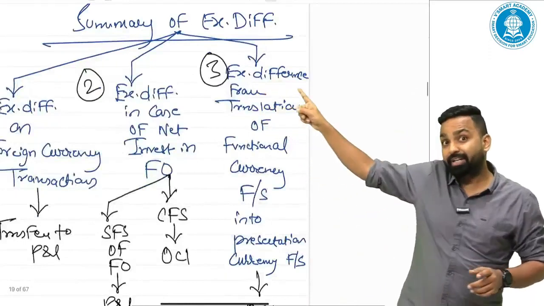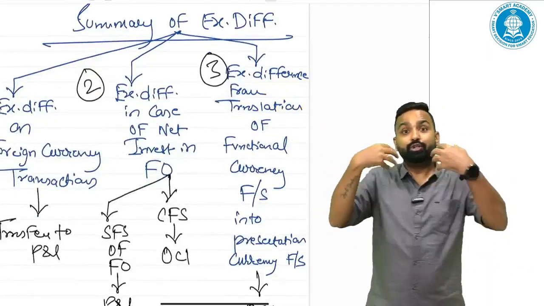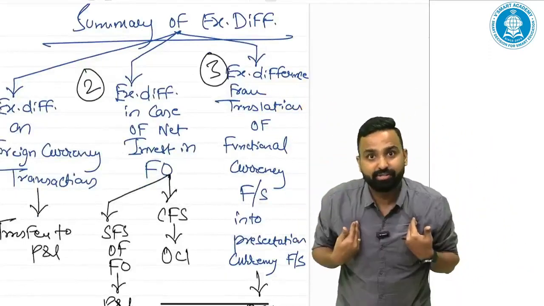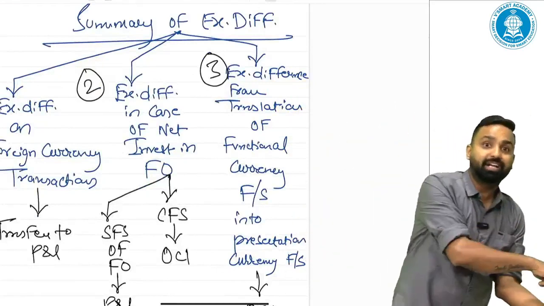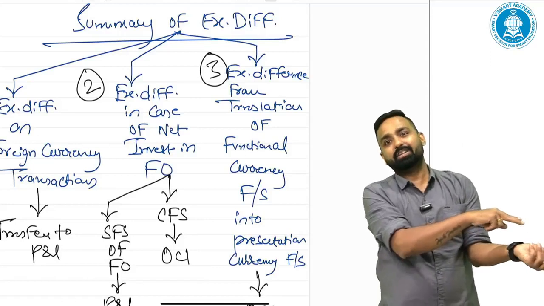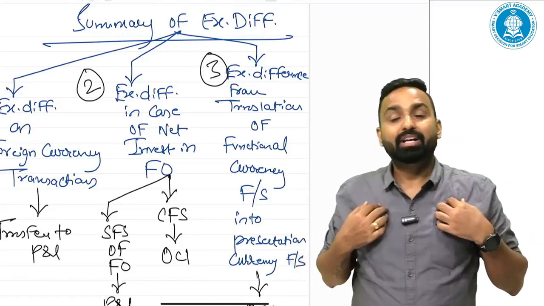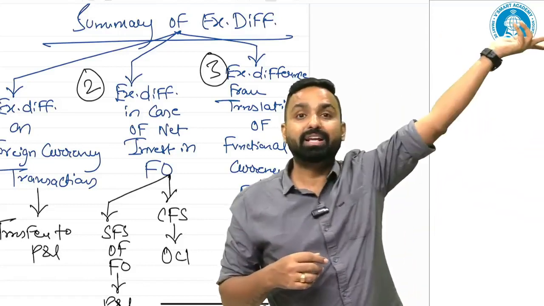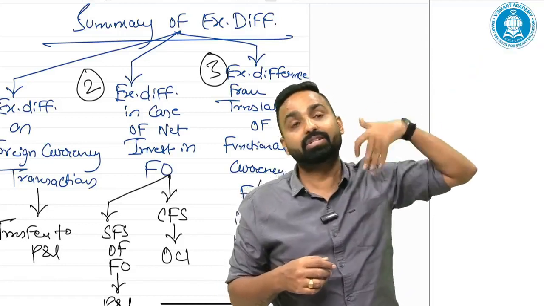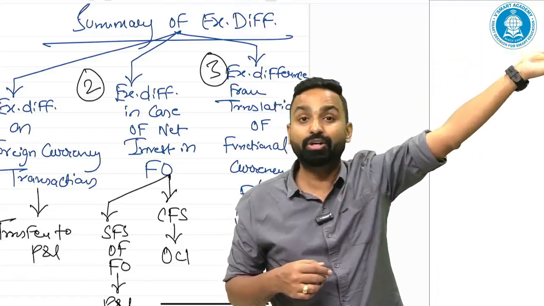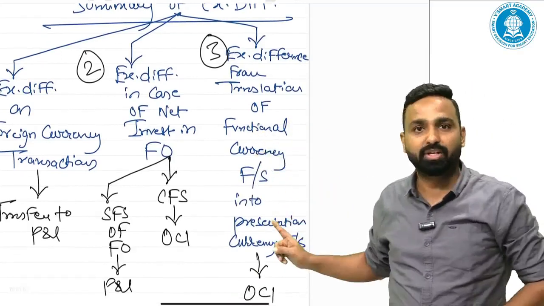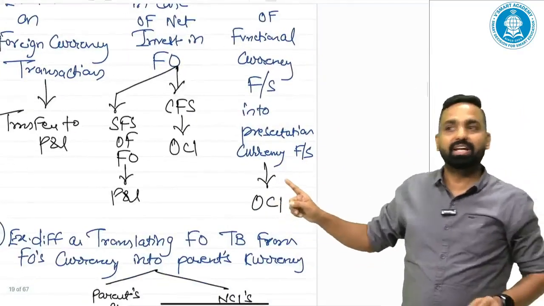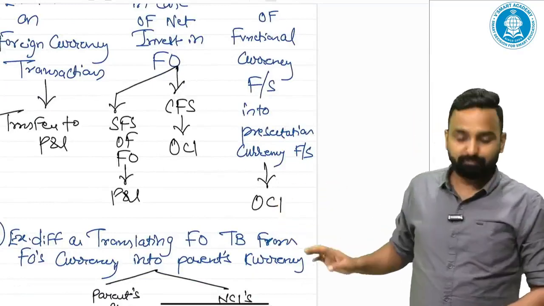The third exchange difference arises when you have your functional currency financial statements, but you need to translate your functional currency financial statements into another presentation currency financial statements. I told you, I have my shares listed in NASDAQ, American Stock Exchange. So I need to submit my financial statements to the American authorities also in dollars. So if I'm translating my financial statements from functional currency to presentation currency, whatever exchange difference will arise, I will transfer it to OCI.